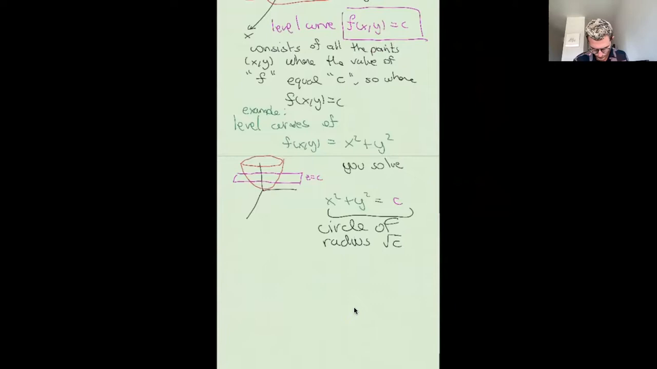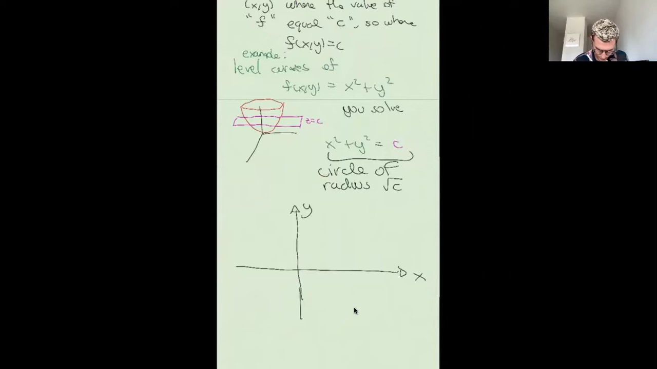Usually the way the level curves are written is that you start choosing different values for c. So when c equals one, this consists of all the points where the value of the function is one. This corresponds to a circle of radius one.